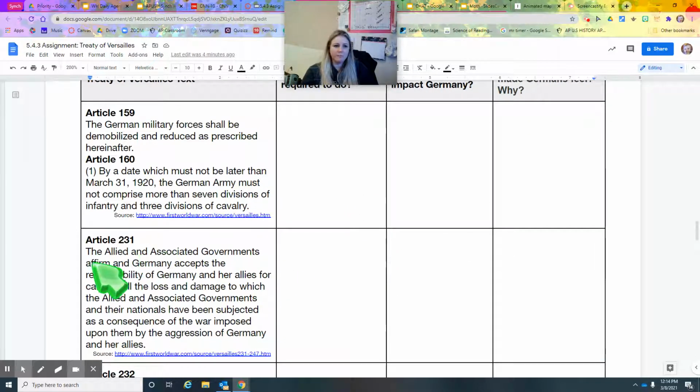Article 231. The Allied and associated governments affirm and Germany accepts the responsibility of Germany and her allies for causing all the loss and damage to which the Allied and the associated governments and their nationals have been subjected as a consequence of the war imposed upon them by the aggression of Germany and her allies.